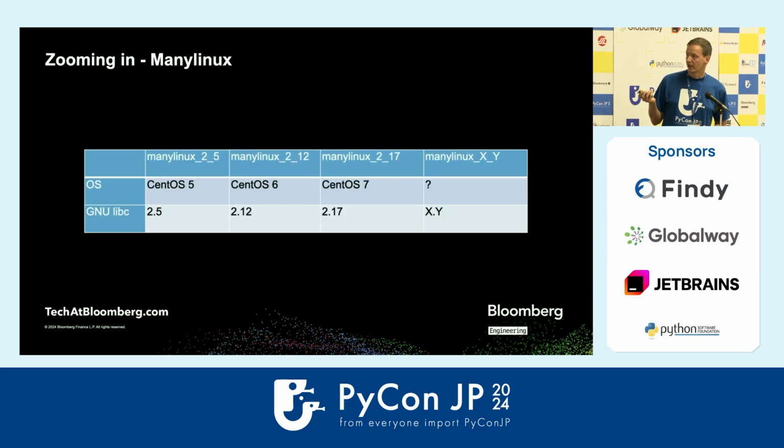And here we can see that Menelux 2.17 indeed is actually CentOS 7 as the first version of the distribution where you can use this. And of course, it doesn't mean that you can only use it in CentOS 7. You can use it in any distribution which ships at least glibc 2.17.